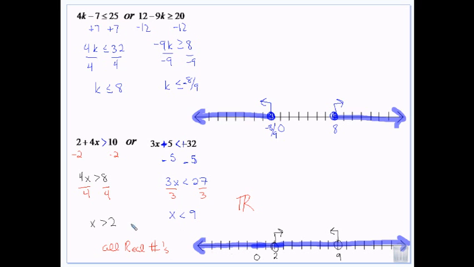Because everything greater than 2 and everything less than 9, we've got the OR, so it's everything. Every number would make that true. X is greater than 2 or x is less than 9, that's everything. Everything is either greater than 2 or less than 9, right? So when you shade the whole thing, your answer is all solutions.